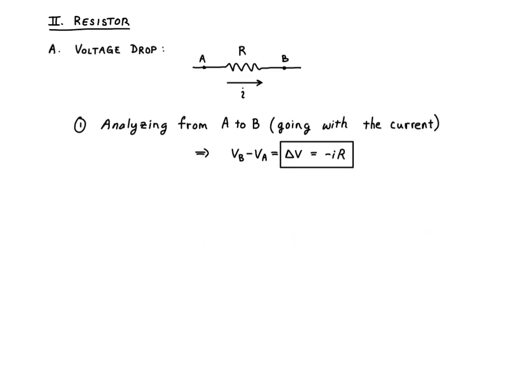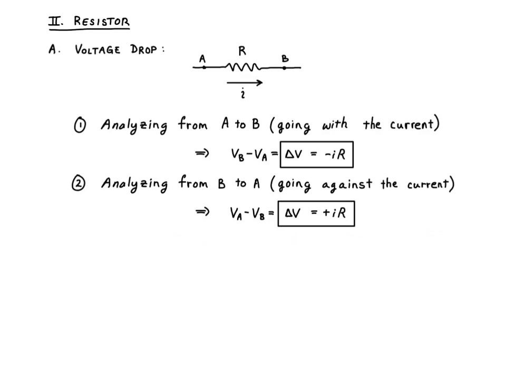Now let's look at the resistor. Here, the voltage drop will depend on the direction of I. So here I have a resistor between A and B. I've defined the current as going from A to B. Now, analyzing from A to B, the voltage drop will be given by Ohm's law. You lose potential because going from A to B along the direction of current, it's going to give you minus IR.